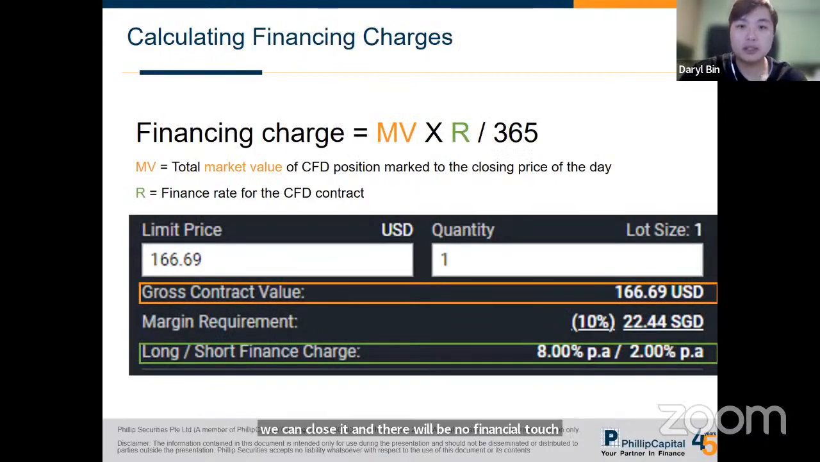So how to calculate the financing charge? This is the formula to calculate the financing charge.